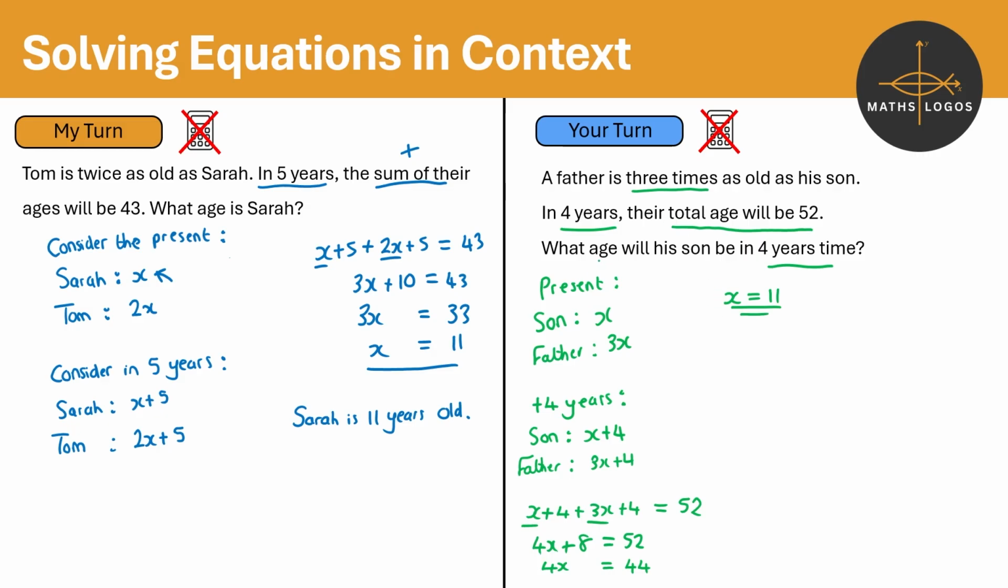if I actually read the question, it says, what age will the son be in 4 years' time? So the son in the present is x years old, he's 11 years old, but that's not what the question asked me. It asked me, what age will the son be in 4 years' time? So that's down here, x add 4 is 15, so he'll be 15 years old. And let's just write that in words so that we've answered the question. So I'll say he will be 15 years old.